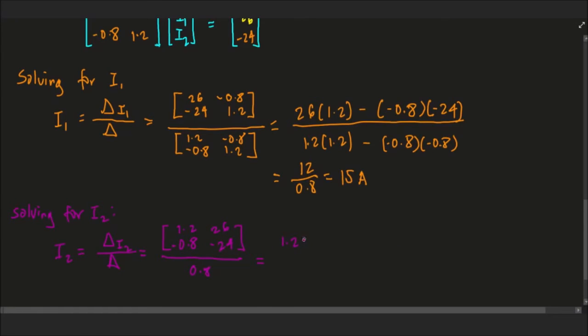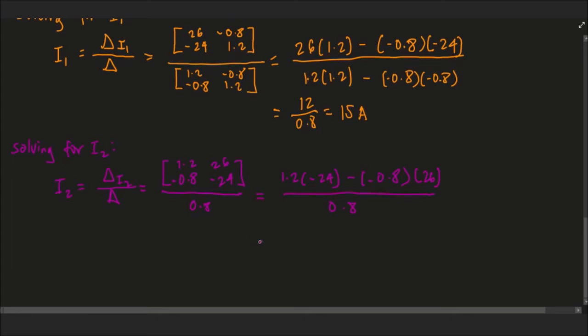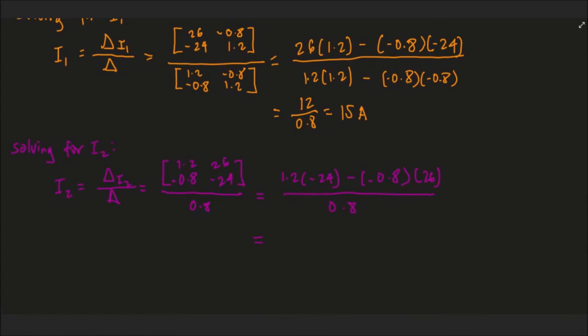Then we will get the determinant. So this will be 1.2 times negative 24, minus negative 0.8 times 26, over 0.8. Then we will simplify this using our calculator. So we have 1.2 times negative 24 minus negative 0.8.